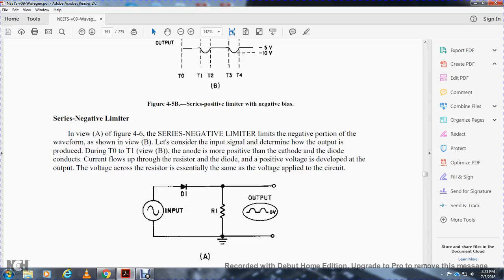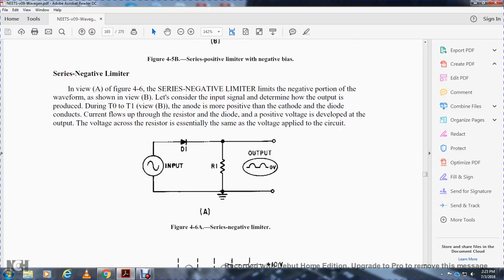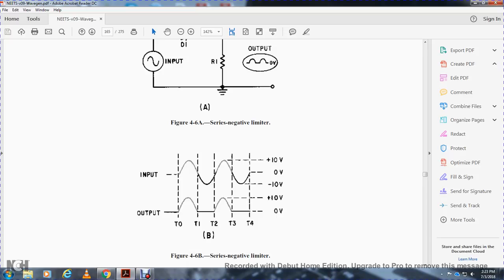Let's consider the input signal to determine how the output is produced during time interval 0 to 1. With the anode more positive than the cathode, the diode conducts. Current flows up through the resistor and diode, and a positive voltage is developed at the output. The voltage across the resistor is essentially the same as the applied voltage for the circuit. This shows the series negative limiter giving a positive output, with the diode and resistor.